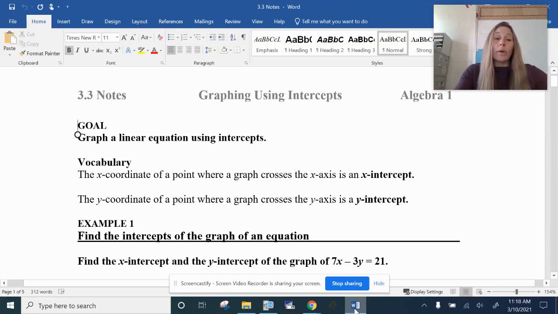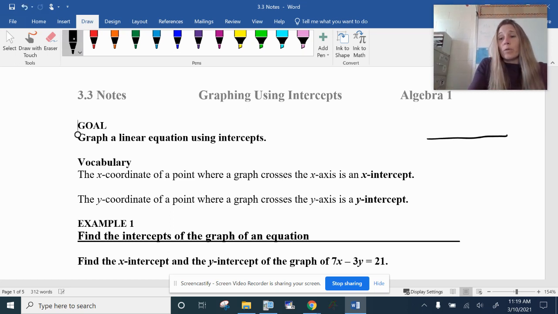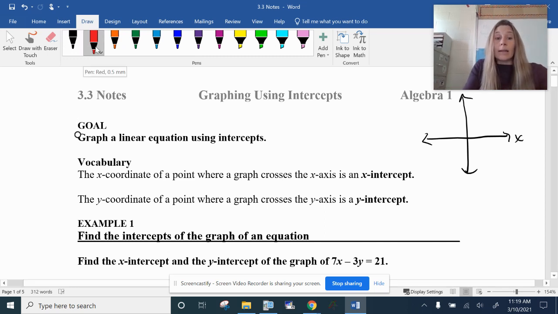Okay, so today we are going to do the next section, and it is going to focus on graphing linear equations using the intercepts. So when you think about a coordinate plane, we have an x-axis and a y-axis, and an intercept is the point where the line would cross either of those axes.